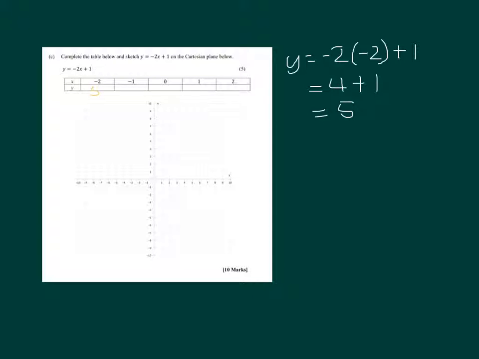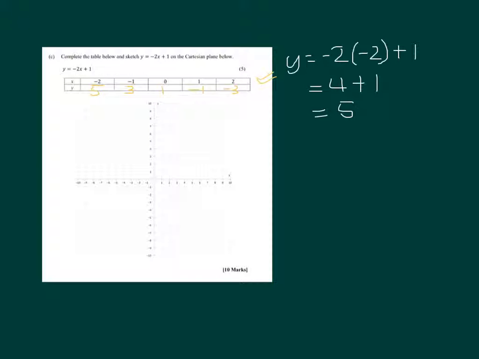So we've got our input and our output, and we just need to complete the table. So this is going to be 5, and if we do the same substitution for each one of those values, we get y is equal to 3 when x is negative 1. When x is 0, y will be equal to 1. When x is equal to 1, y is equal to negative 1. And when x is equal to 2, then y will be equal to negative 3. And there were 2 marks allocated to getting that table correct. The other 3 marks were then for plotting each of those points correctly.